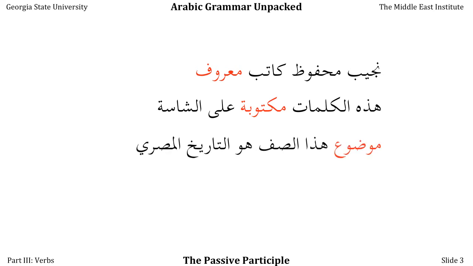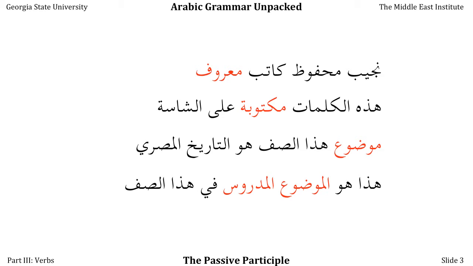Or we can say, موضوع هذا الصف هو التاريخ المصري. The subject or topic of this class is Egyptian history, where the verb وضع, to place or put down, has been changed into موضوع, that which has been placed or put down, which is how we say subject or topic in Arabic. We can say هذا هو الموضوع المدروس في هذا الصف.